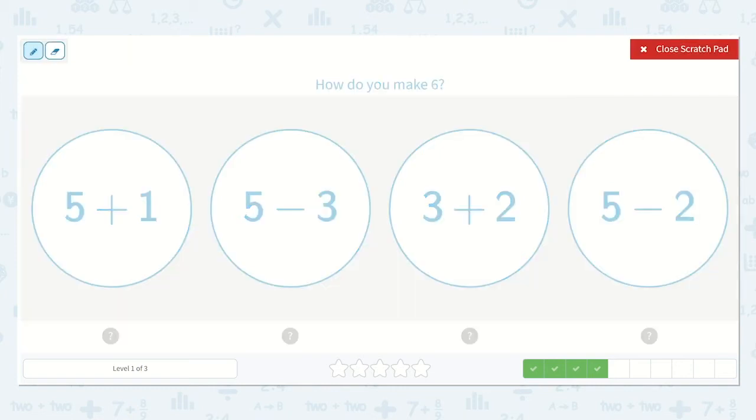How do you make 6? Well, let's see. 5 plus 1. Let's try that one. 1, 2, 3, 4, 5, plus 1 more. 1, 2, 3, 4, 5, 6. That's how we make 6.